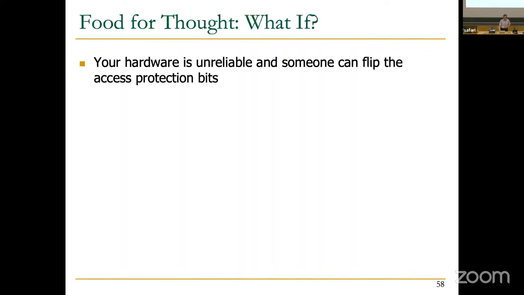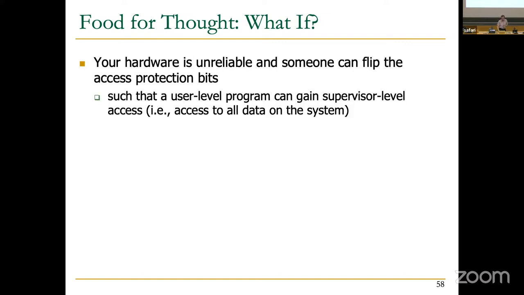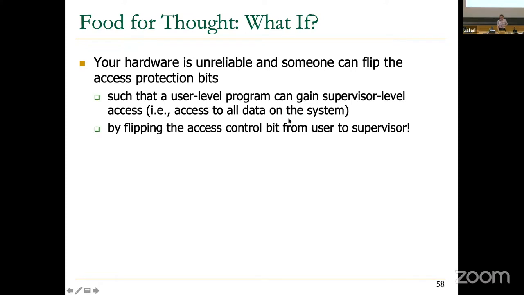Now, let's talk about RowHammer a little bit. What if your hardware is unreliable and someone can flip the access protection bits? This shows how flaky some of these access protection is, as we will see. And this is also going to have some implications on how important some of these issues are, in my opinion. Such that a user level program can gain supervisor level access. In other words, access to all data on the system by flipping the access control bit from user to supervisor.